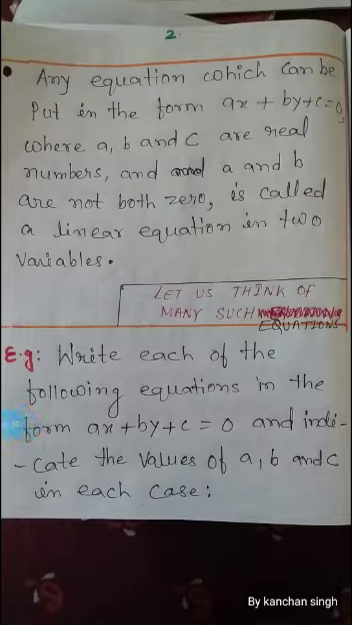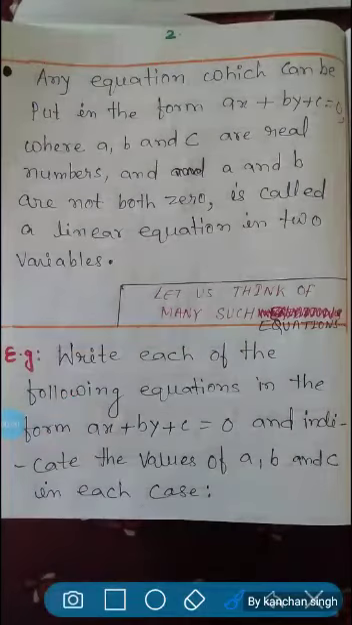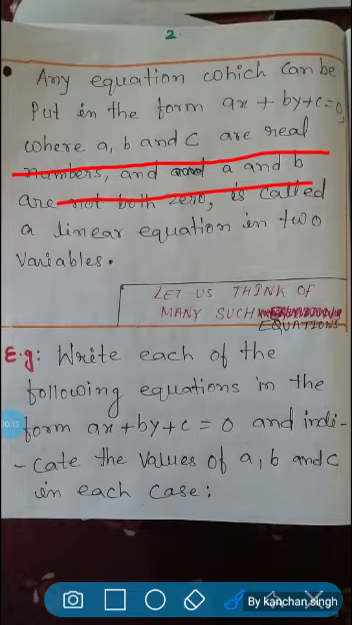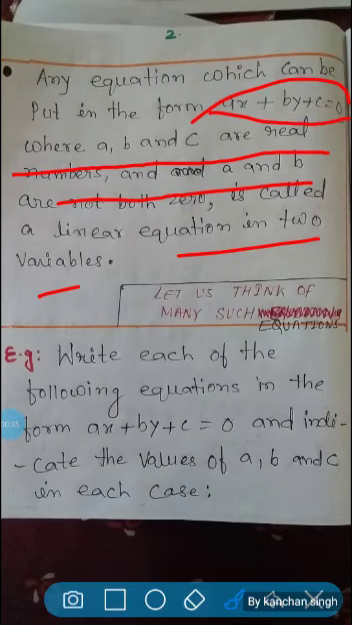Now, previously we have learned that any equation which can be put in the form of ax plus by plus c is equal to 0, where a, b and c are real numbers and a and b are not both 0, is called a linear equation in two variables. That we have learned in our previous class. So, just think about many such equations of the form ax plus by plus c is equal to 0. Just think and take some time. On the basis of that, we will solve some examples.